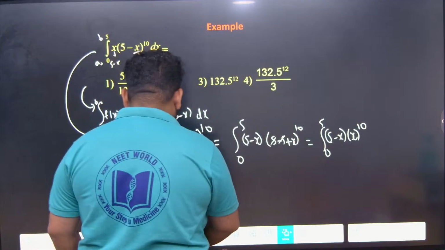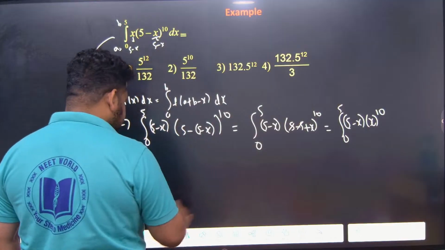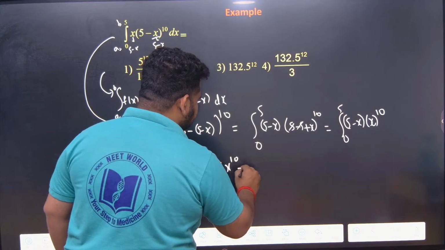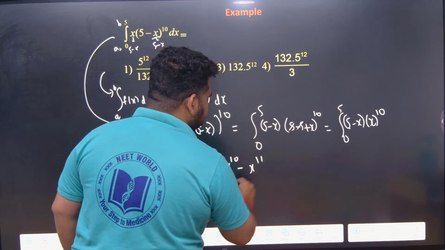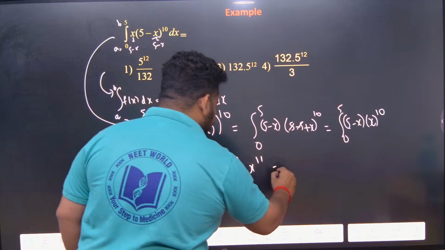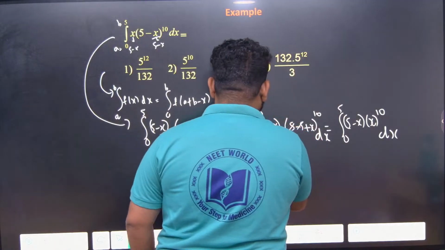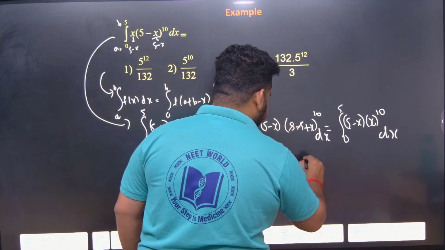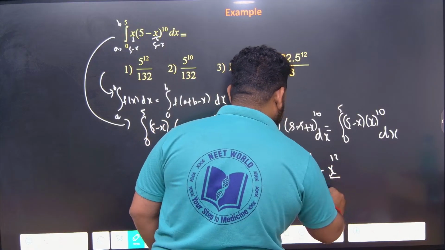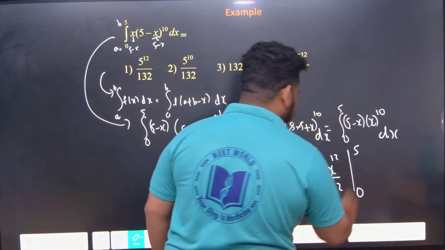Now we can simply multiply x to the power of 10 into this bracket. I am writing these many steps so that you understand better. So (5 minus x) into x to the power of 10 gives 5 into x to the power of 10 minus x to the power of 11, integral 0 to 5, with dx everywhere. If I integrate this, it becomes 5 into x to the power of 11 divided by 11 minus x to the power of 12 divided by 12, with limits 0 to 5.